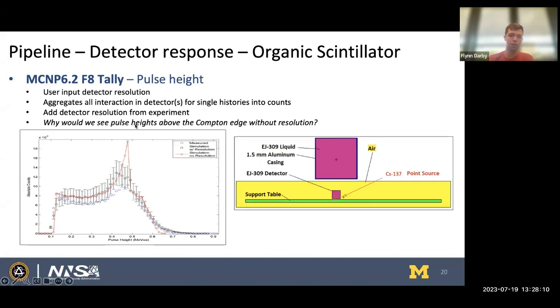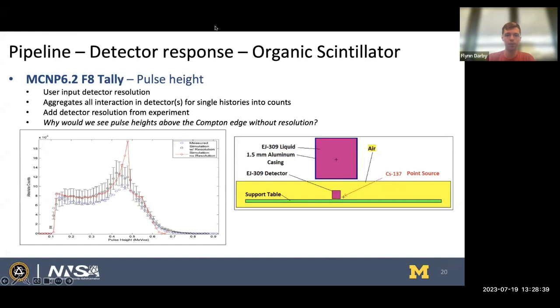And with the F8 tally, we can simply look at the gamma ray interactions. Unfortunately, F8 does not work for neutron interactions. The reason being is that neutron interactions are not directly scalable in most detectors. Gamma rays are. You'll hear a bit more about that at the end of the lecture. But gamma rays work well for the F8 tally. And we're just looking at pulse height deposition in this organic scintillator.